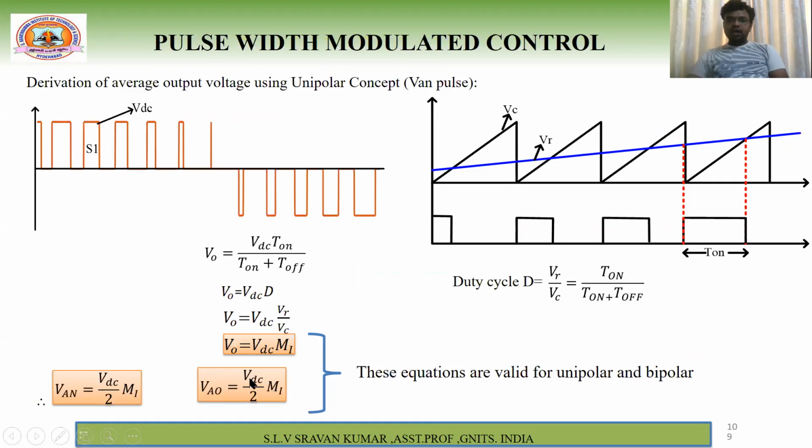Okay, understand what I'm saying? This pole voltage was already referred to in the bipolar scheme. You just go to bipolar, and that pole voltage you clearly get as VDC by 2. So please watch my previous video. So this is the average output voltage equation, the pole voltage, and the VAN equation.